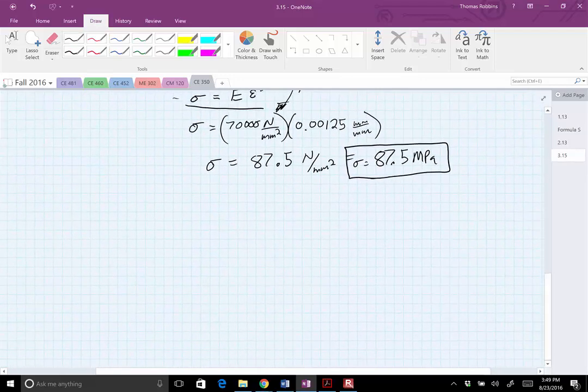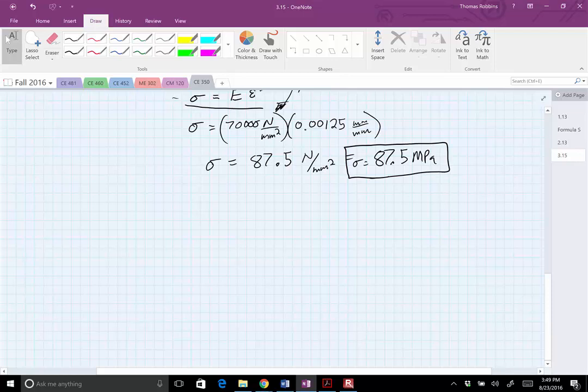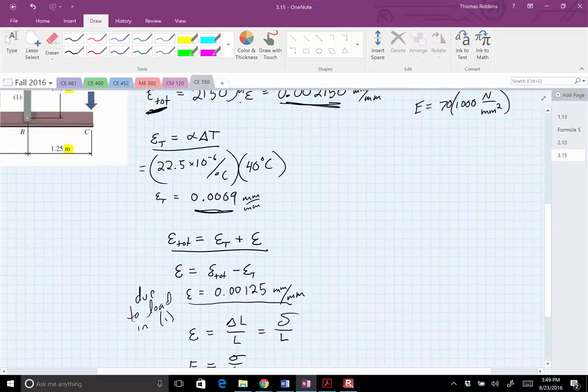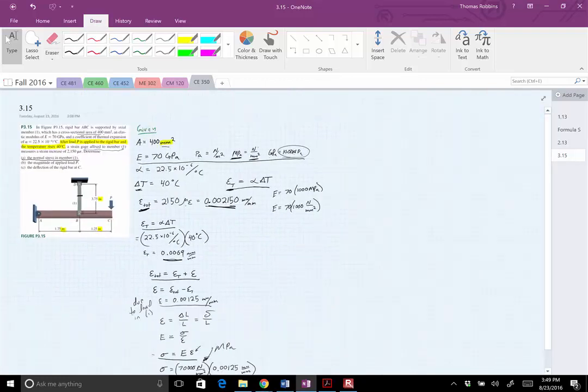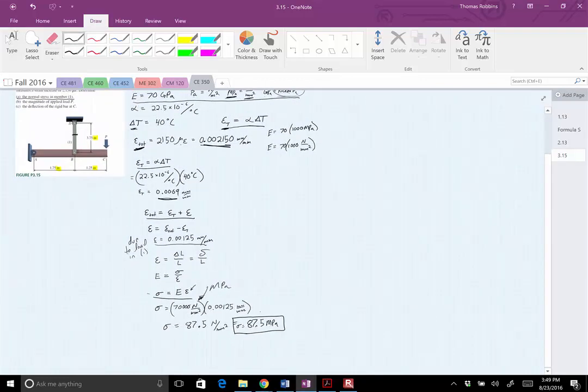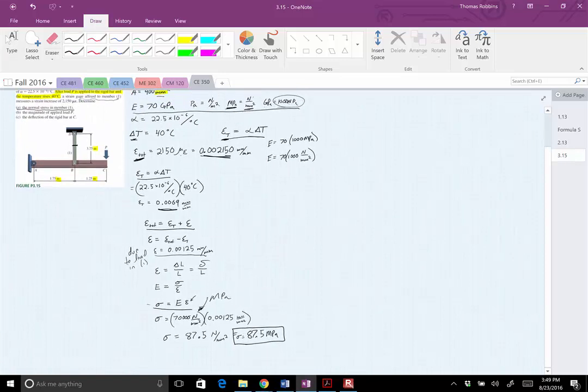So now we've learned the stress in part A, member 1, right? If we go back up to the beginning of the problem statement, it says find the normal stress in member 1, and then find the magnitude applied of load P. So that's our next step. I know the stress in member 1, but I have all this other given information. The stress in member 1 is 87.5 megapascals, but what is stress?